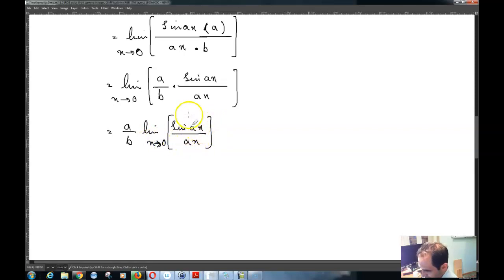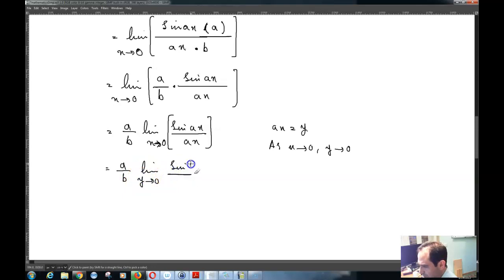Well, this limit is equal to 1, because you can set ax equal to y, for example, and as x tends to 0, y tends to 0. So then that would be a over b times the limit as y tends to 0 of sine y over y, which is 1, and so you'll get a divided by b.